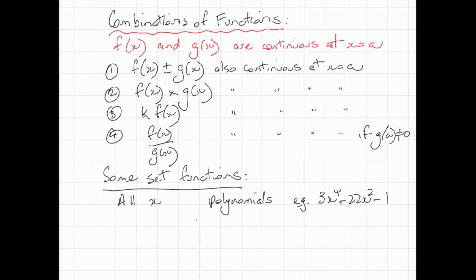Sin x and cos x will be continuous over all x, and e to the x or b to the power of x, where b is some constant, will also be continuous. So over the whole domain, these types of functions are continuous.